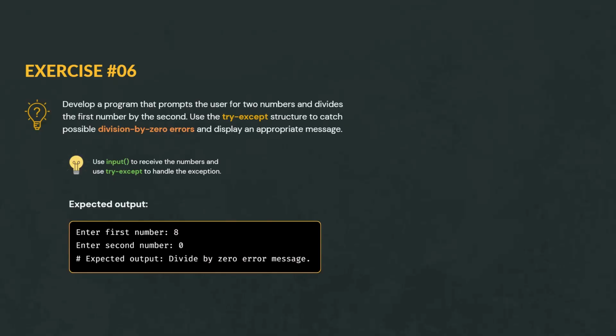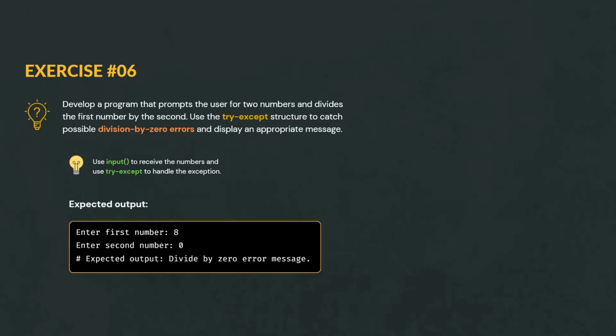So let's dive into today's exercise. We are going to write a program that divides. Basically, we have to develop a program that prompts the user for two numbers and divides the first number by the second, and use the try except structure to catch possible division by zero errors and display an appropriate message. There's one catch. What if the number is zero?